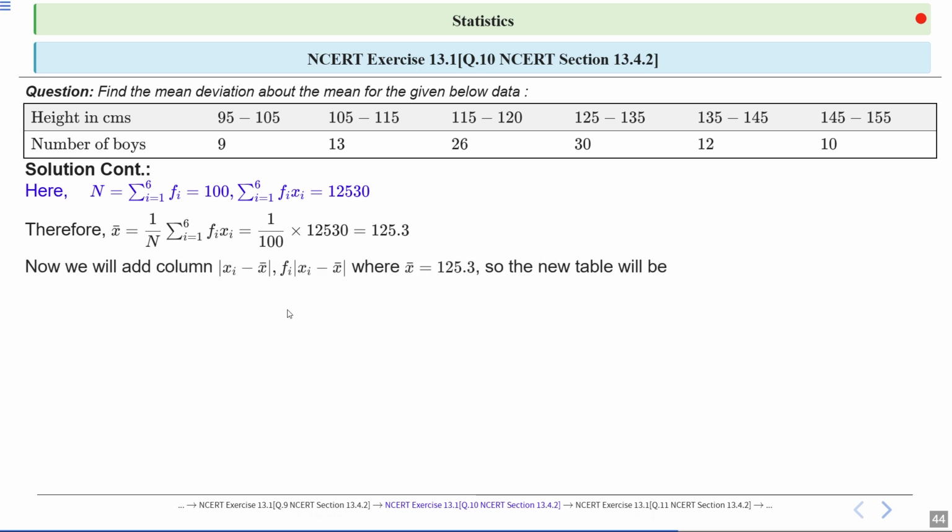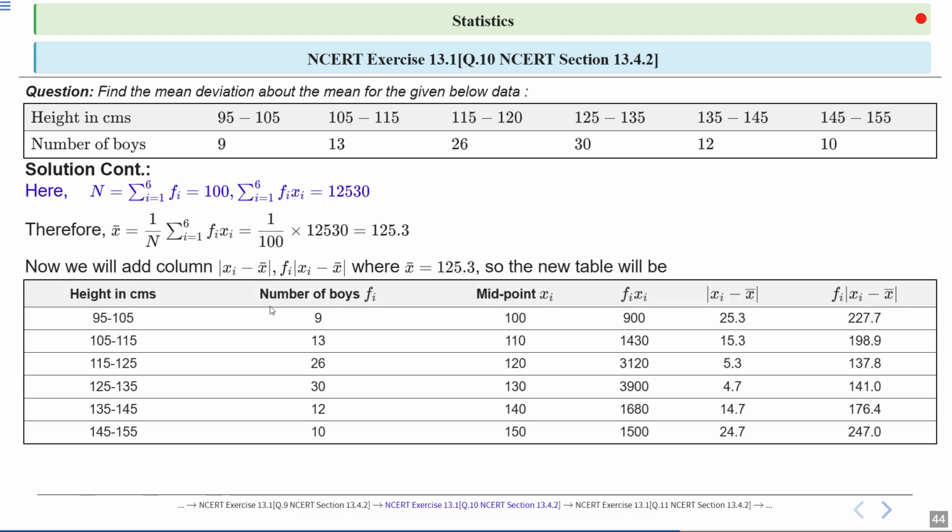Now we will add columns for the absolute difference of xi minus x bar and fi times the absolute difference of xi minus x bar, where x bar is 125.3. So the new table will look like this. So this is our new table, and here we added the absolute value of xi minus x bar column, and the fi times absolute value of xi minus x bar column. Okay.